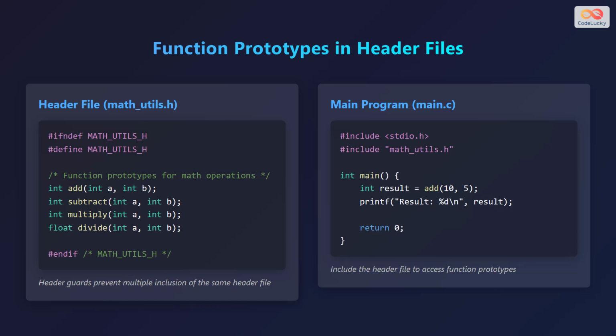On the right, we have a main.c program. Here we include the standard input-output.h and math_utils.h header files. Then we use the add function whose prototype is declared inside the math_utils.h file. Header guards prevent multiple inclusion of the same header file. Include the header file to access function prototypes.